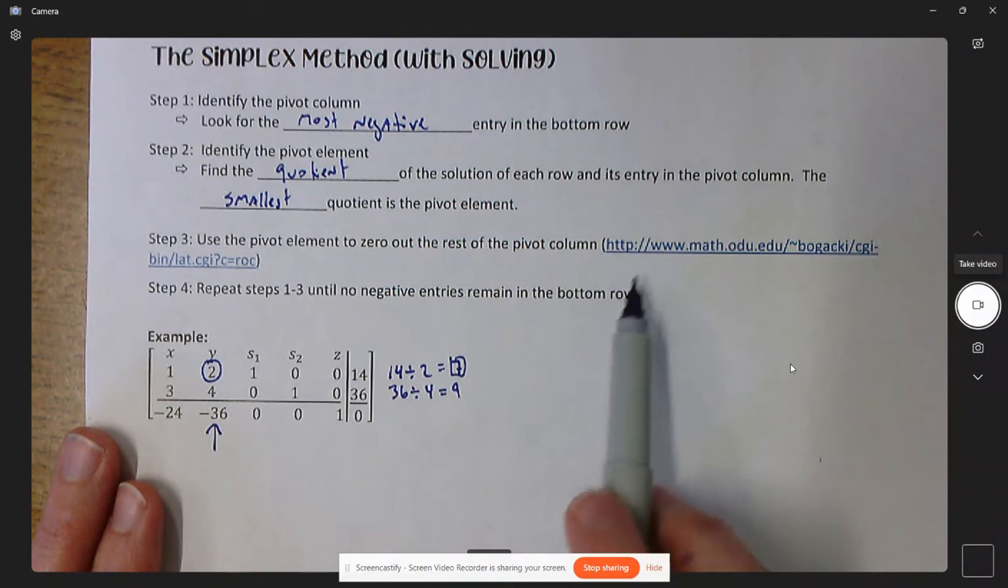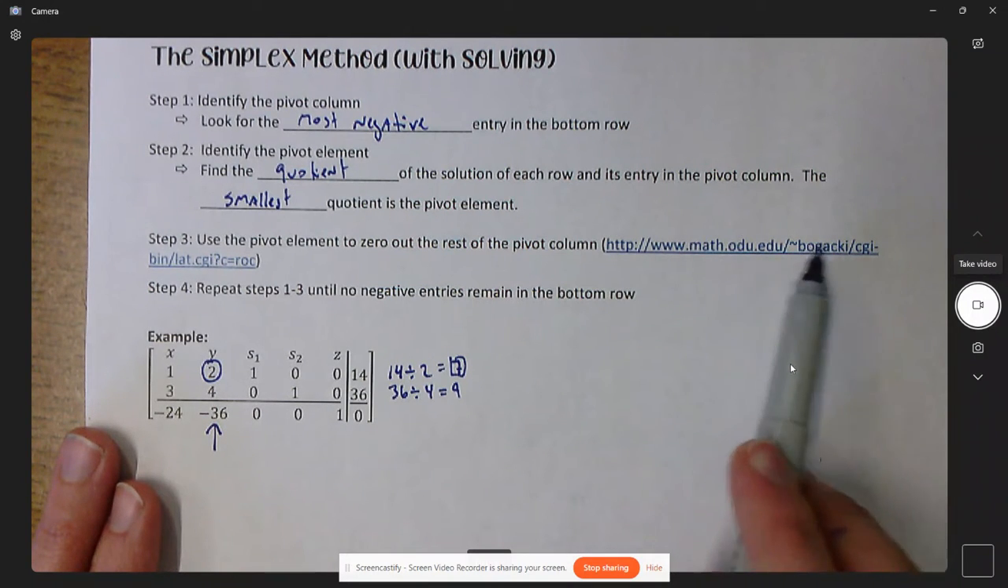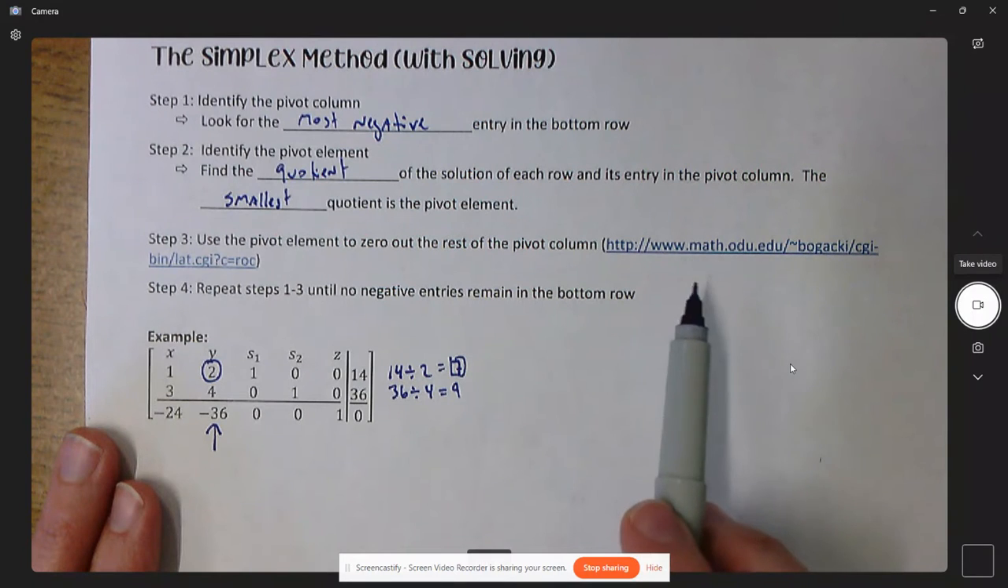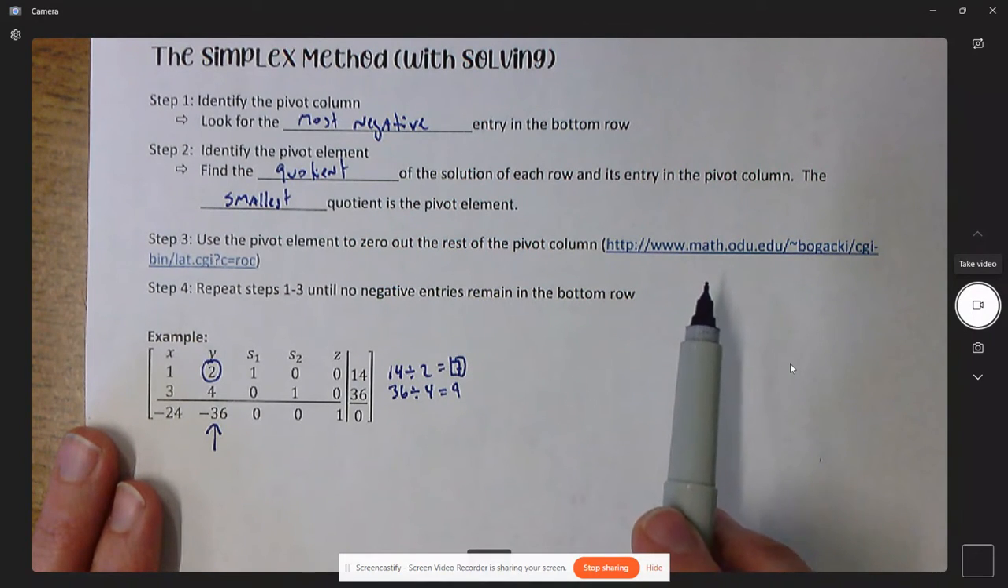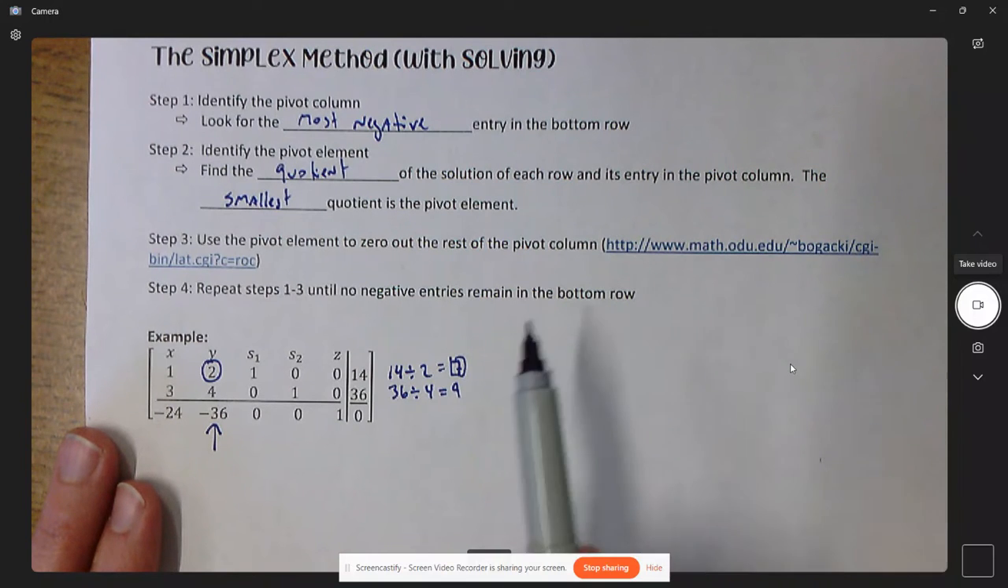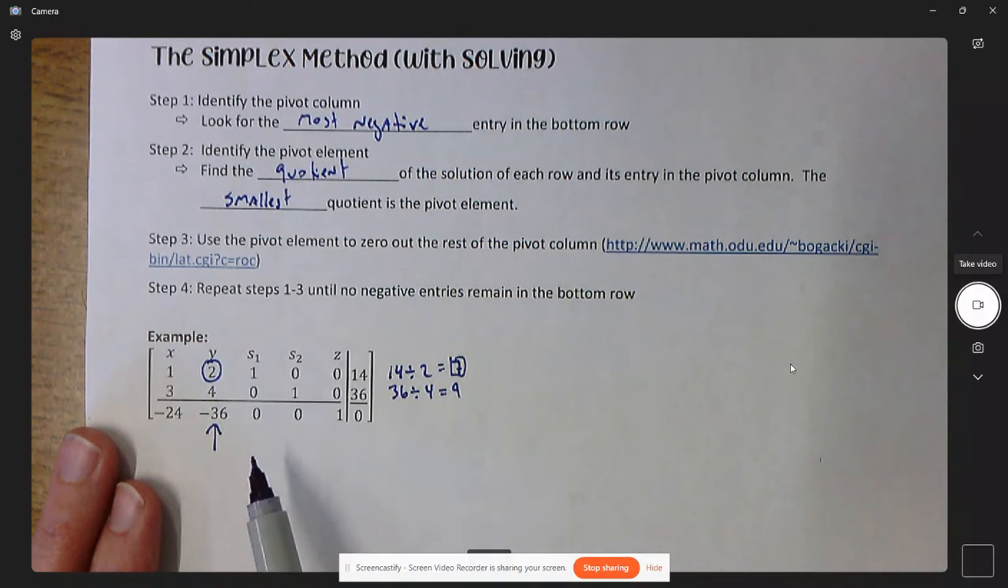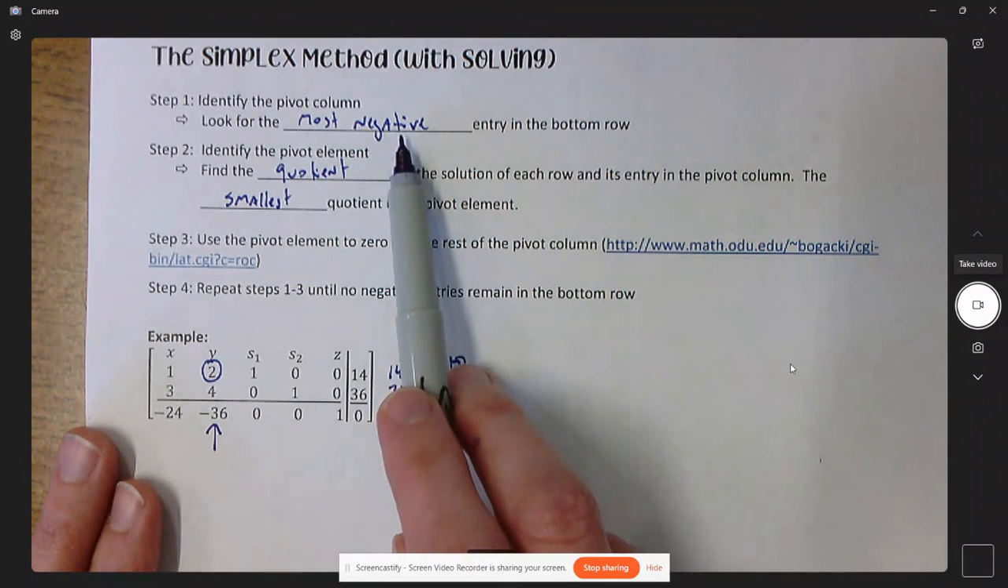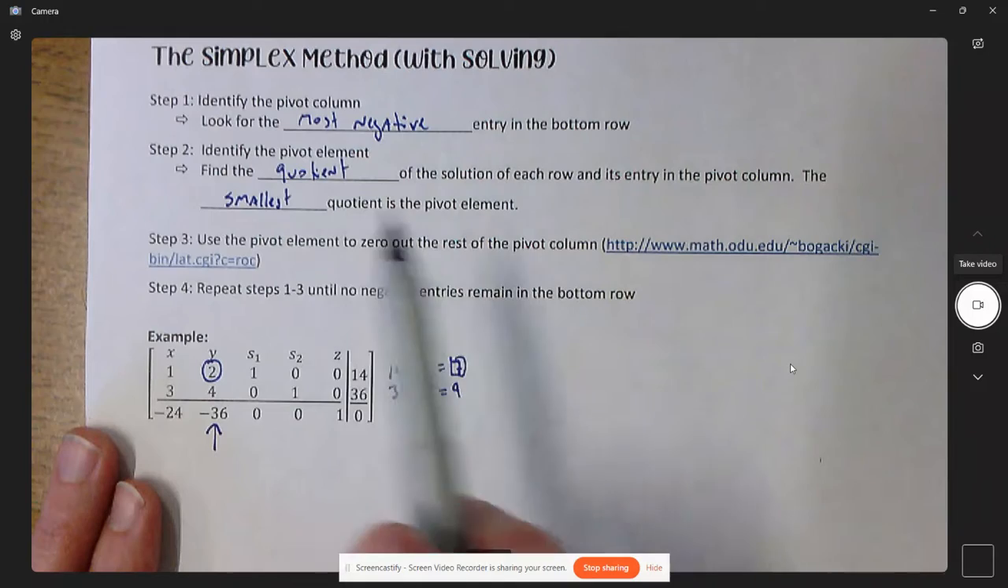When we're doing that for these, we're actually going to use a website. There's this nifty little website that's going to help you with some of the calculations. You're still going to have to identify all of the steps and all of the row operations, but it will do the actual calculating for you, which will make it a little bit easier. Then once we finish this one, we're going to take a look at the bottom again and look for the next most negative entry, then find our pivot element, and then solve from there.